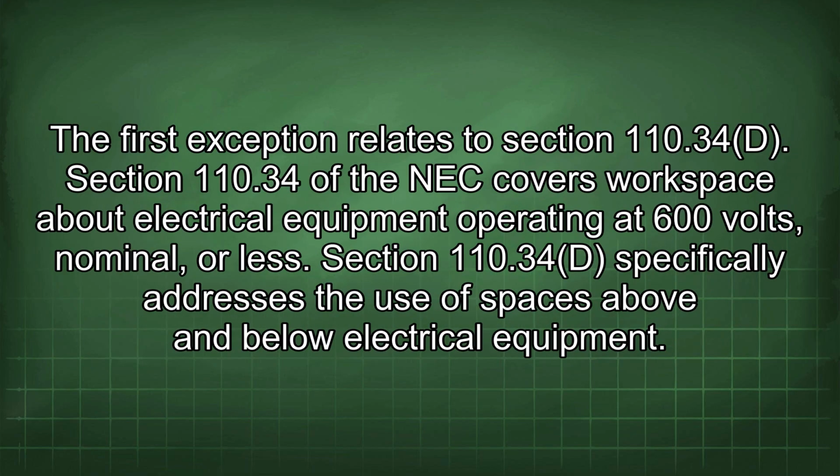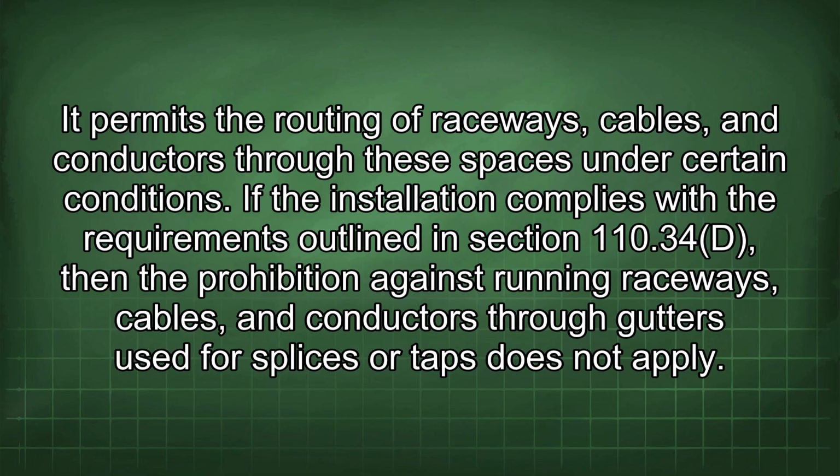The first exception relates to Section 110.34(d). Section 110.34 of the NEC covers workspace about electrical equipment operating at 600 volts, nominal or less. Section 110.34(d) specifically addresses the use of spaces above and below electrical equipment. It permits the routing of raceways, cables, and conductors through these spaces under certain conditions. If the installation complies with the requirements outlined in Section 110.34(d), then the prohibition against running raceways, cables, and conductors through gutters used for splices or taps does not apply.